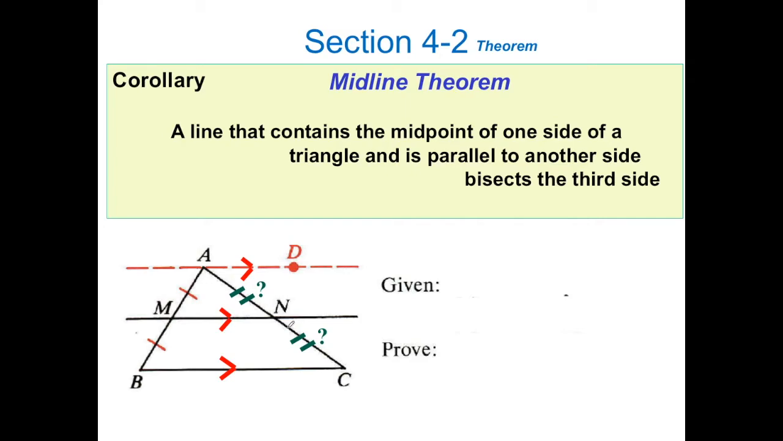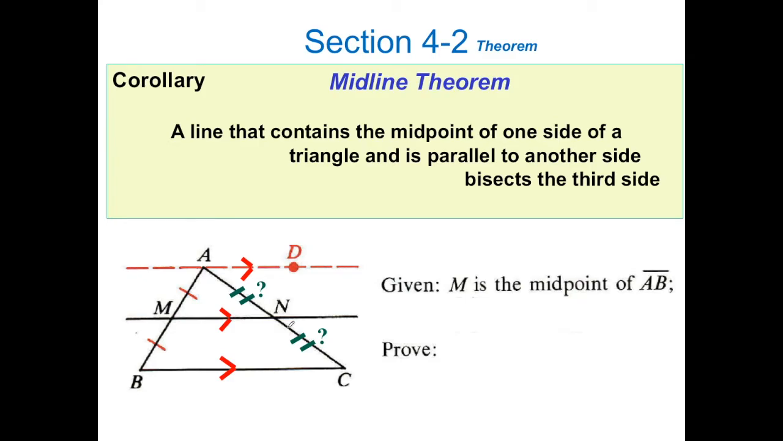So we'll get to that later. We should think about what we're given here. I guess a line contains the midpoint. So if line MN is parallel to BC and M is the midpoint of AB, that's kind of what I would say. Let's see what they say. So they say the midpoint thing first.